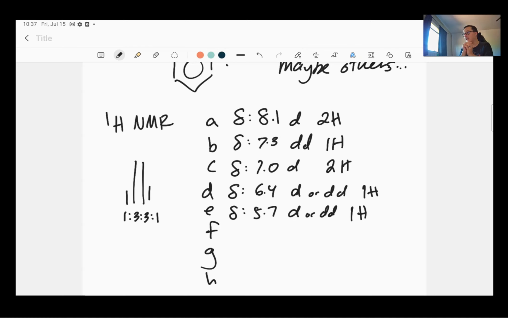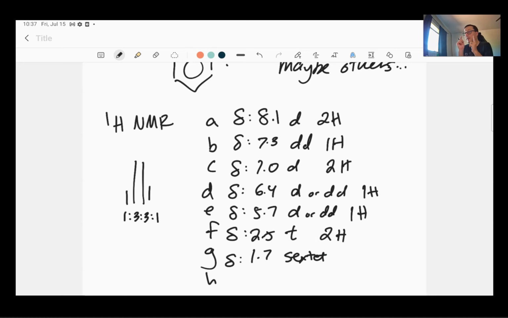All right, thankfully now we have some normal peaks. F is down there at 2.5, upfield, and I would call that a triplet. F has an integration of 2. And then G, I would say about 1.7. Oh, so this is a 6. Sorry, 6, right? Yeah.